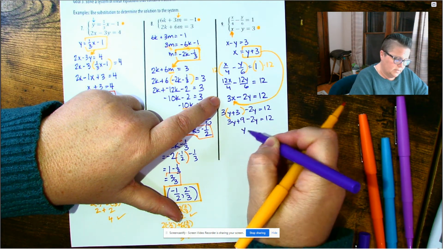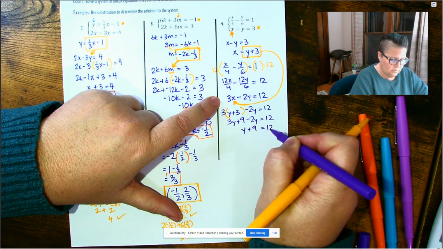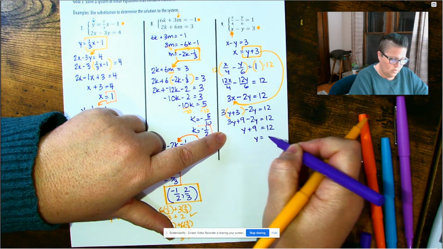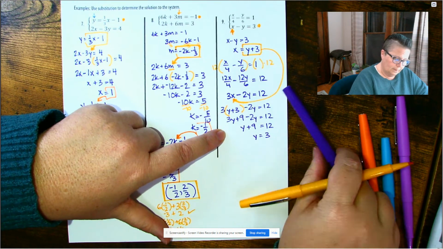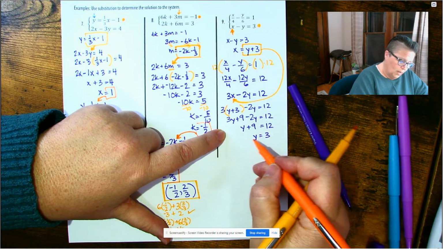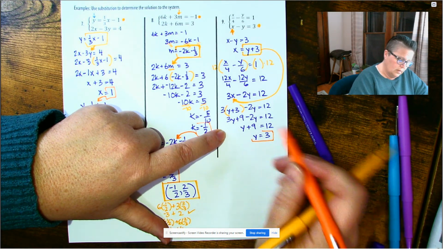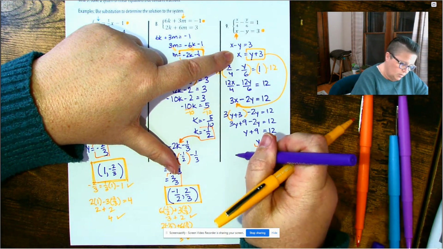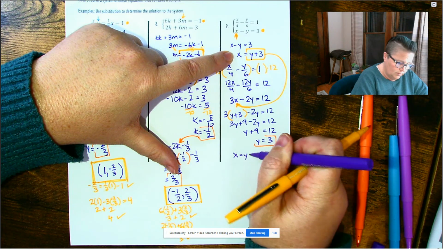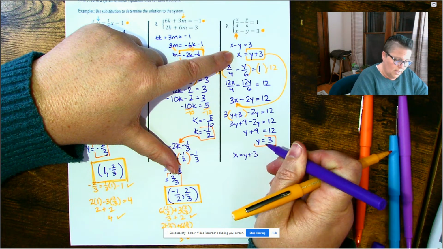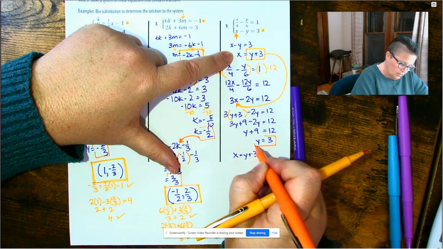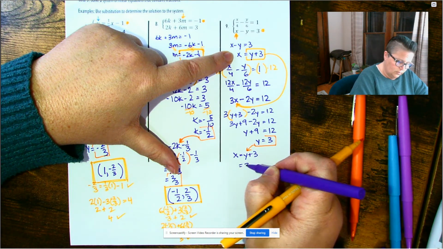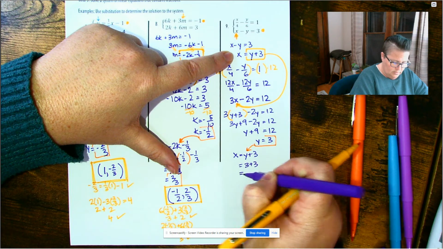So 3y plus 9 when I distribute, minus 2y equals 12. Combining my y's, y plus 9 is equal to 12. Subtracting 9 from both sides, y would be 3. I know now that y is 3. And from all the way up here at the top in the yellow box, I know that x is equal to y plus 3. Since y is 3, that tells me x is 3 plus 3, which is 6.